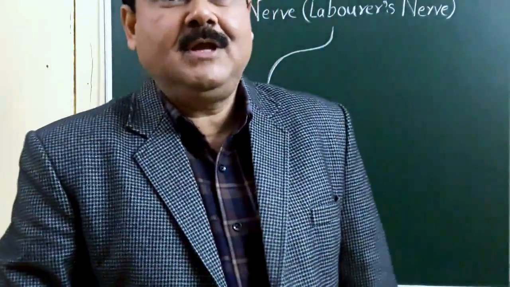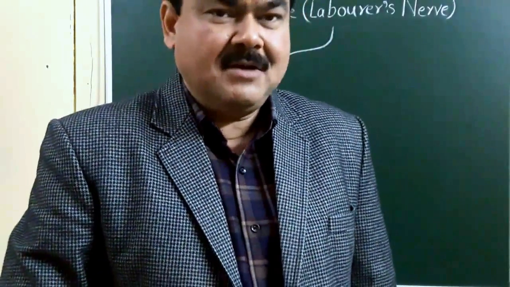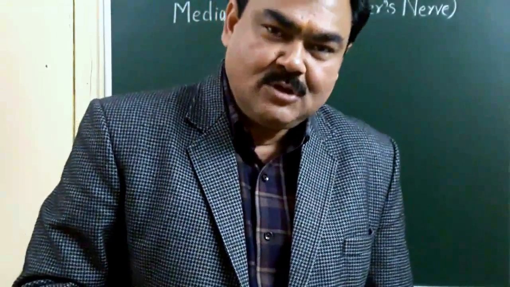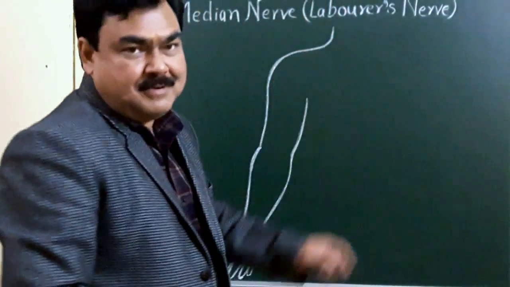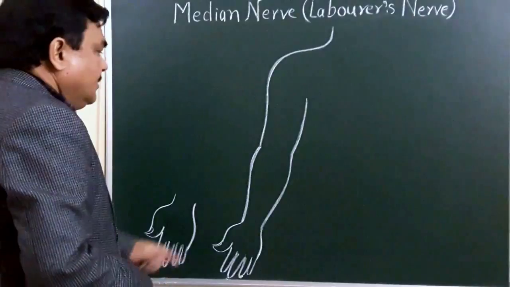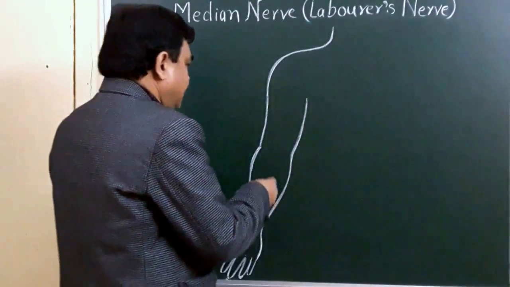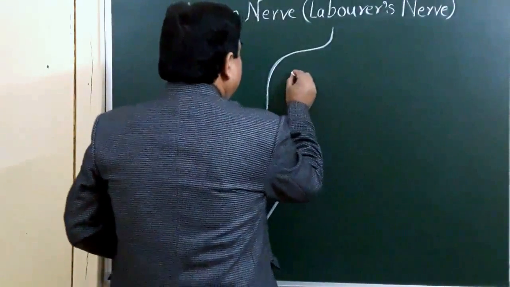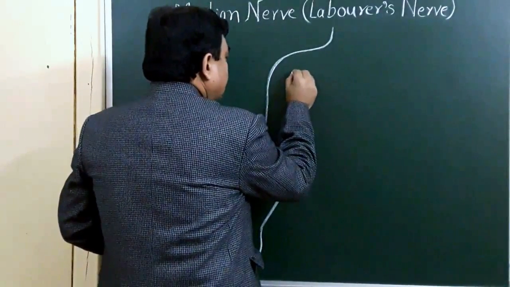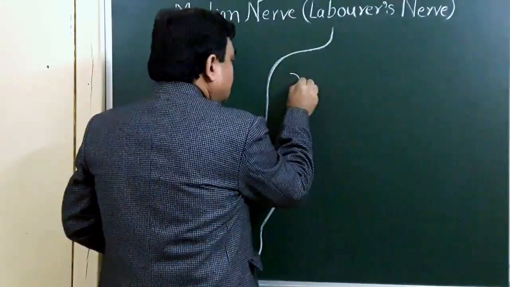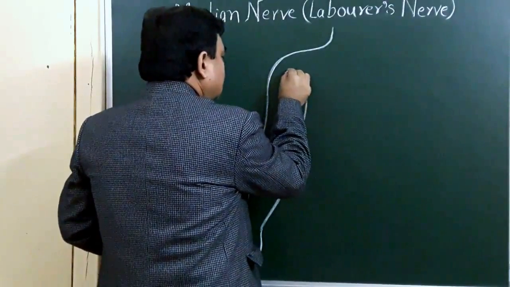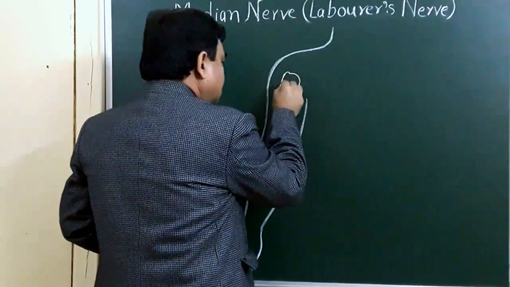Now we'll discuss the anatomy of the median nerve. The median nerve is also known as the laborer's nerve. So in this diagram, you can see here is the position of the humerus.